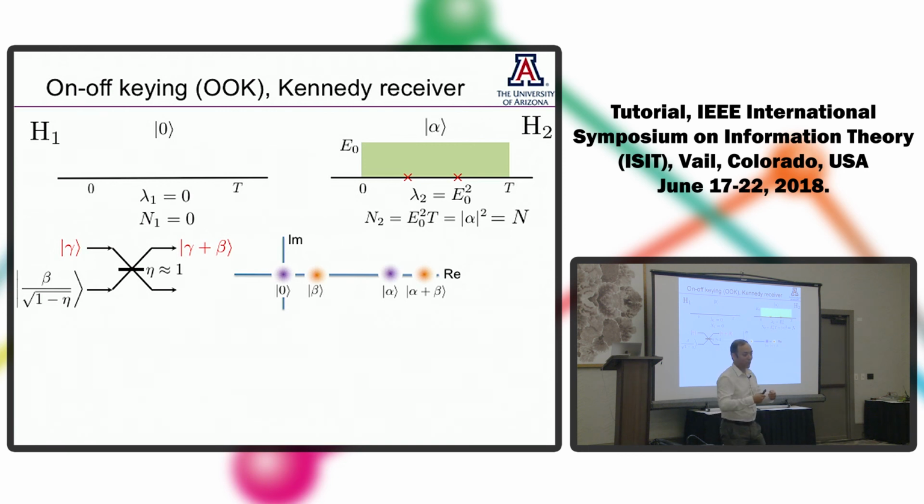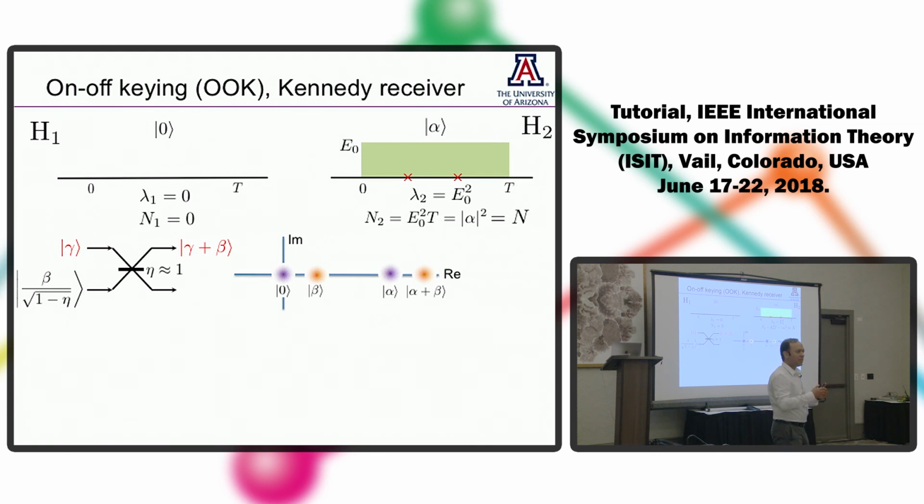So you choose beta a priori. You don't know whether you had 0 or alpha, but you just move the entire constellation a little bit to the right. What have we done by doing that? Now, the alpha plus beta is less likely to generate 0 clicks. So you have improved your error probability when hypothesis 2, meaning alpha, was given to you.